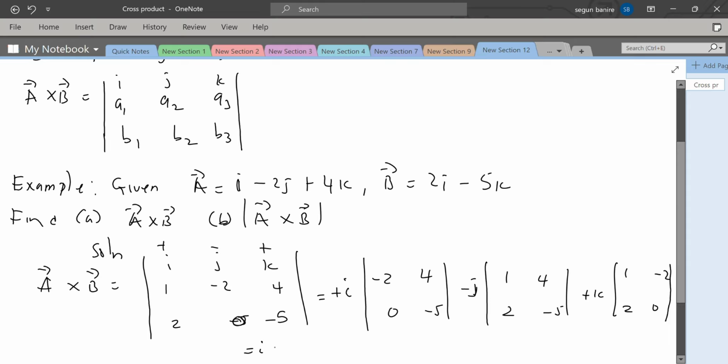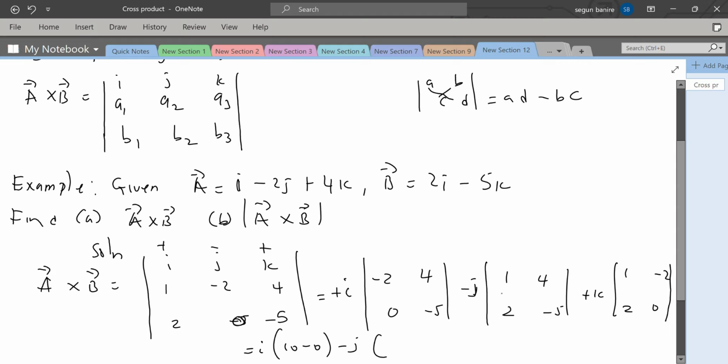How do you find the determinant of a 2 by 2? For a, b, c, d, the determinant is ad minus bc. So minus 2 times minus 5 will give me 10, and 0 times 4 is 0. But because there is a minus in between, that is why there is a minus here.